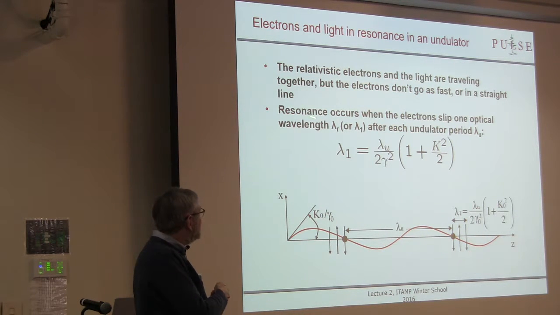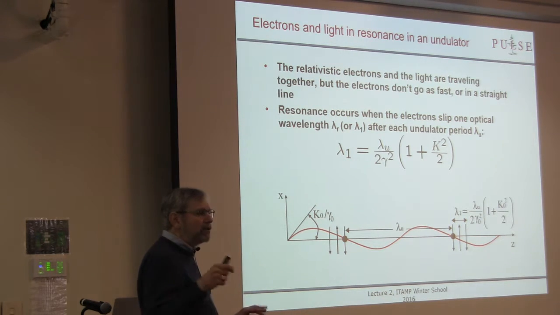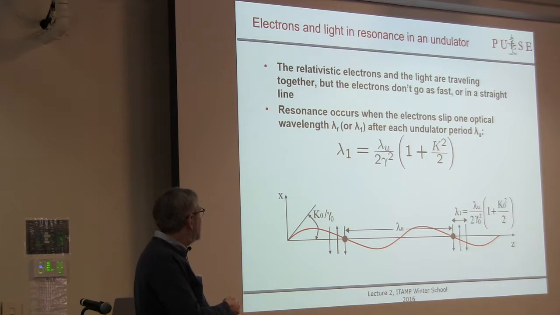So resonance occurs when the electrons slip one optical wavelength. By optical here I mean the radiated wavelength, one radiated synchrotron radiation wavelength, which I call lambda R, but actually someplace I call lambda 1, because I cut and pasted from Jerome's paper and used 1. I think it might be kind of a dyslexia thing, because we must have meant R in here. Anyway, resonance occurs when the electrons slip one optical wavelength after each undulator period.